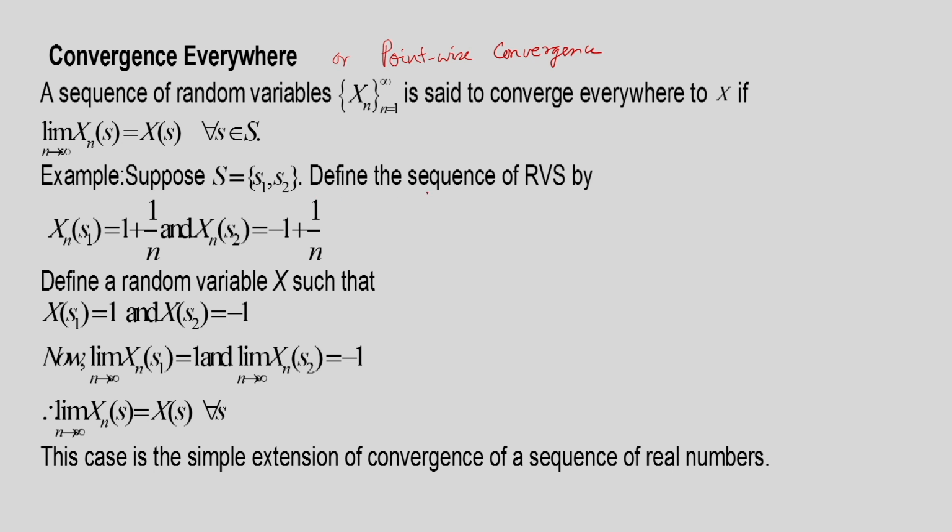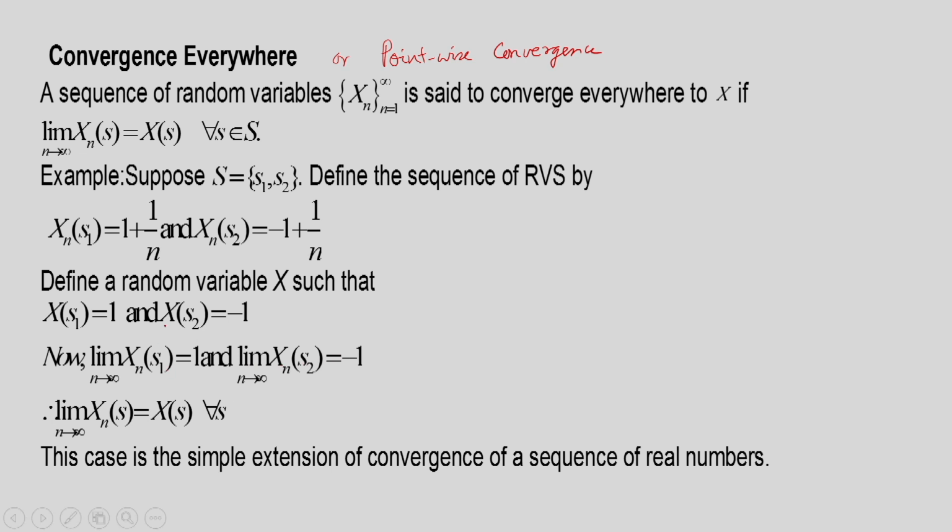We can consider one simple example. Define a sequence of random variables where the sample space comprises two sample points, s1 and s2. Suppose X_n(s1) is equal to 1 plus 1 by n and X_n(s2) is equal to minus 1 plus 1 by n. We observe that as n tends to infinity, the first point will become 1 and the second will become minus 1. So, we can now define the limit random variable X such that X(s1) is equal to 1 and X(s2) is equal to minus 1. Obviously, the limit of X_n(s1) will be 1 and the limit of X_n(s2) will be minus 1.